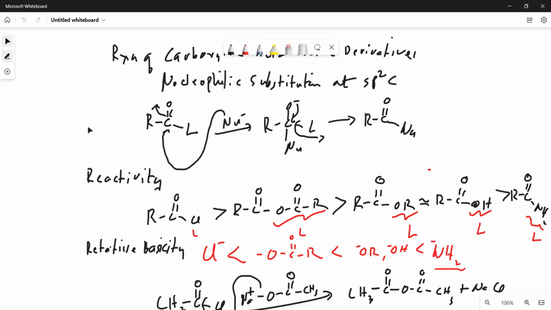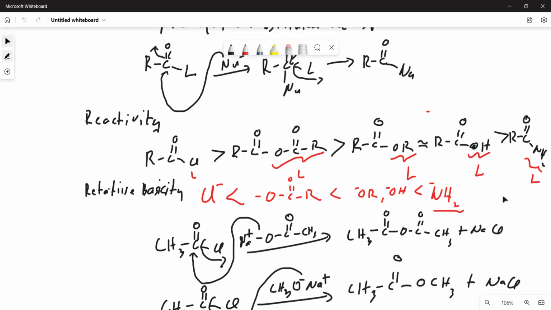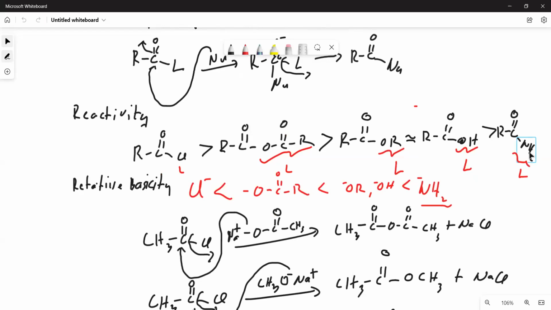So if we look at the different types of carboxylic acid derivatives in terms of their reactivity to nucleophilic substitution reaction, the most reactive is the acyl halide, followed by anhydride, followed by ester, followed by carboxylic acid. Ester and carboxylic acid have almost the same reactivity, and there is a reason for that. And the least reactive is the amide.